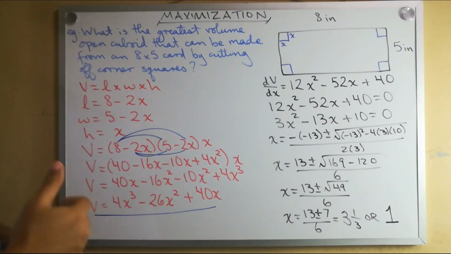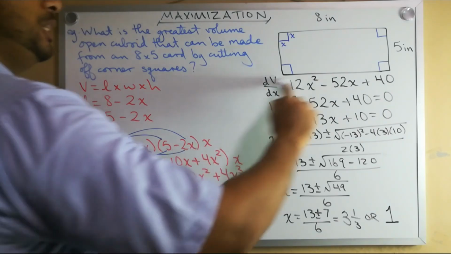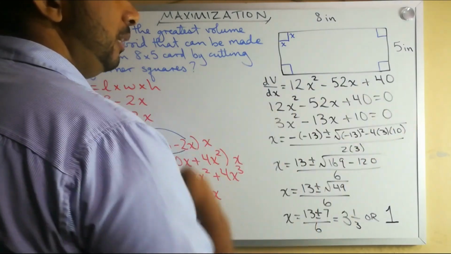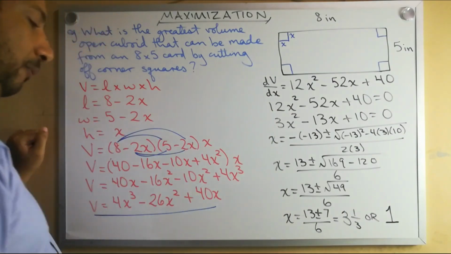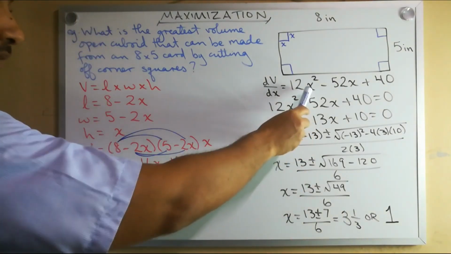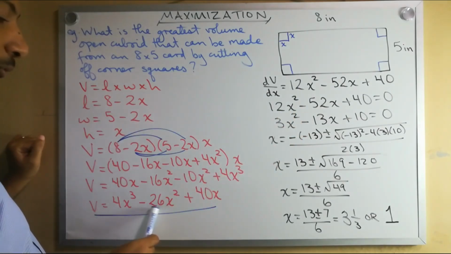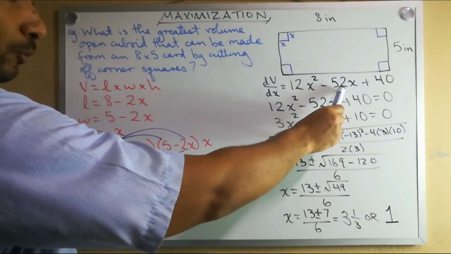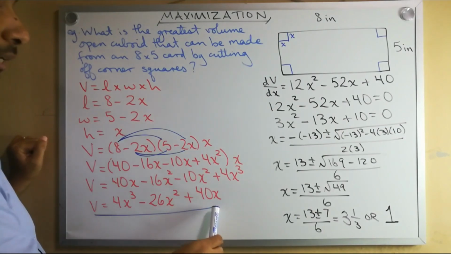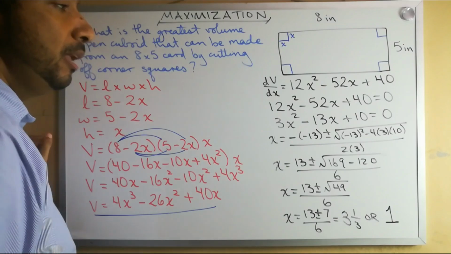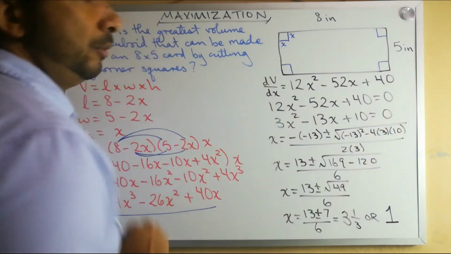We want to maximize the volume of the cuboid. So to maximize, we need to differentiate, set equal to 0, and then solve for x. So when we differentiate 4x cubed, that will give us 12x squared. Differentiating negative 26x squared gives us negative 52x, and differentiating 40x just gives us 40. So we set that equal to 0.